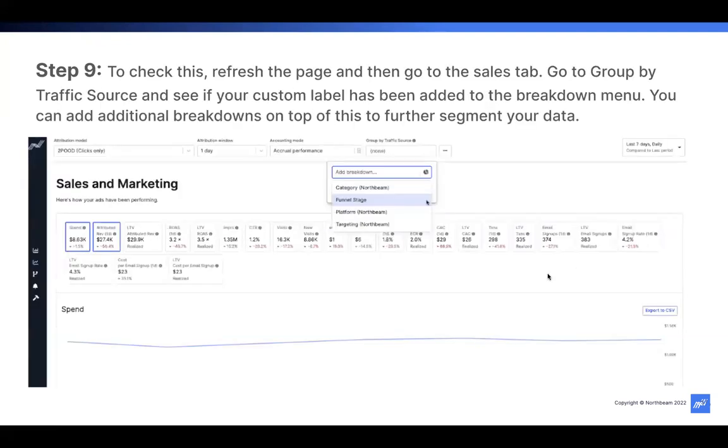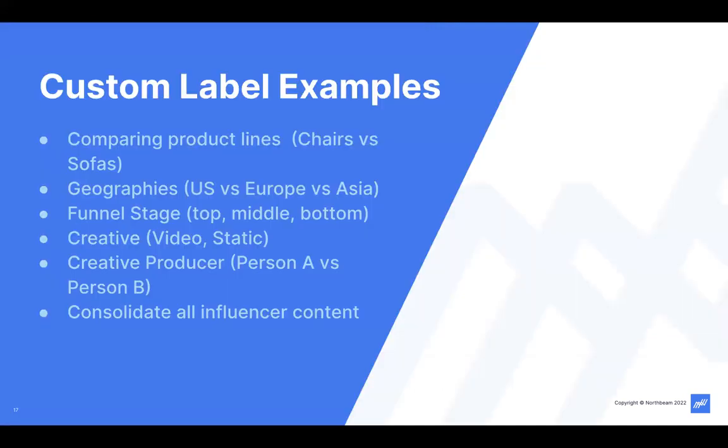And then to make sure it's working, just open up another tab, head on into sales, and you should see your rule right there, surrounded by the category, platform, and targeting that Northbeam brings in by default. And so that's the quick thumb-through of each step that's required to output the labels. Sounds super easy, but I'd like to do some together. So I'm going to stop sharing my screen for just a second here while I pull up a few more examples.